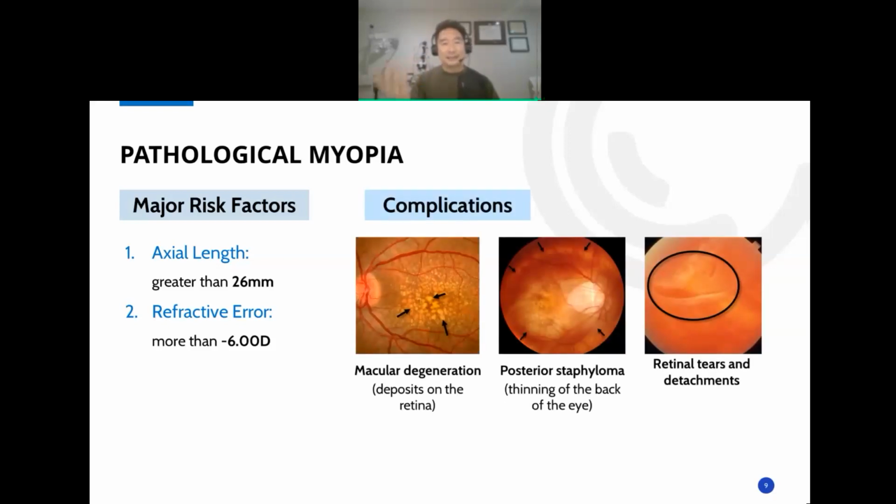As your eyeball gets longer and longer, you keep stretching it. When you stretch your eyeball, you can break some of the Bruch's membrane, and that can lead to wet macular degeneration. Posterior staphyloma: again, you're stretching that whole retina, which can cause thinning. And once it's thin enough, you get retinal tears and detachments.